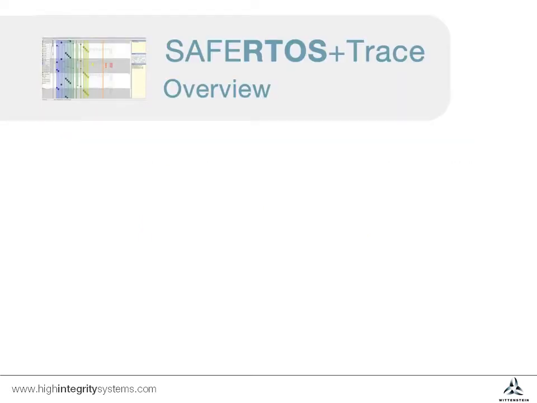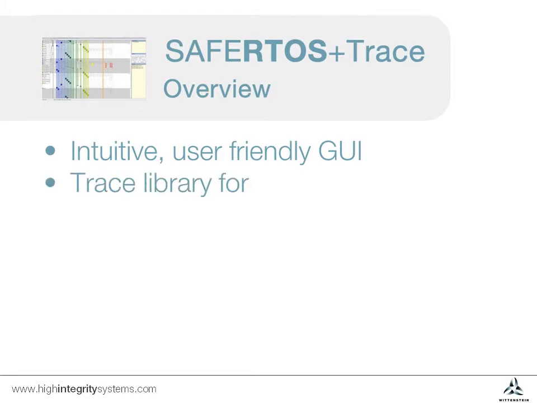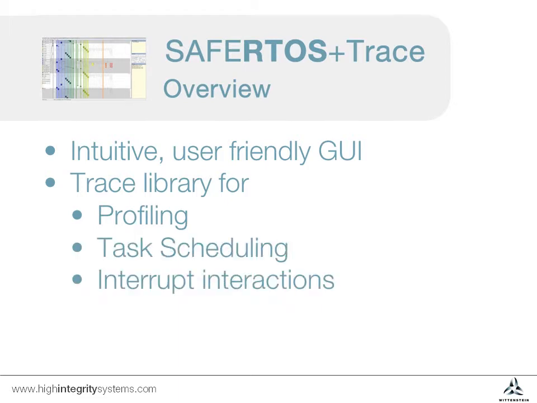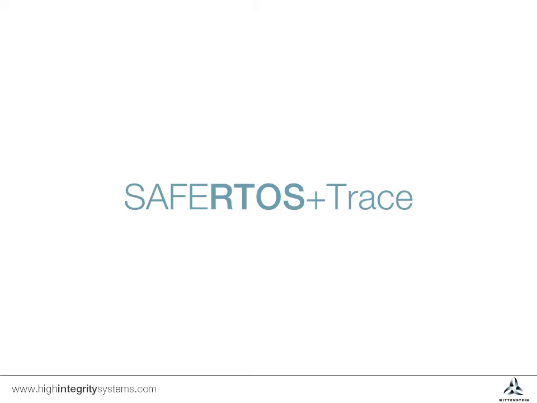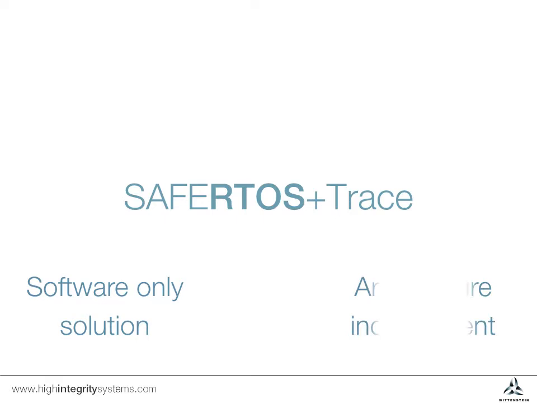SAFERTOS+Trace consists of a user-friendly GUI coupled with a trace library to allow the user to quickly profile and optimize code and view task scheduling and interrupt interaction. It allows for custom event logging and can help debug an application running on SAFERTOS. SAFERTOS+Trace is a purely software solution with no dependency on trace hardware, making it suitable for all systems and architectures.